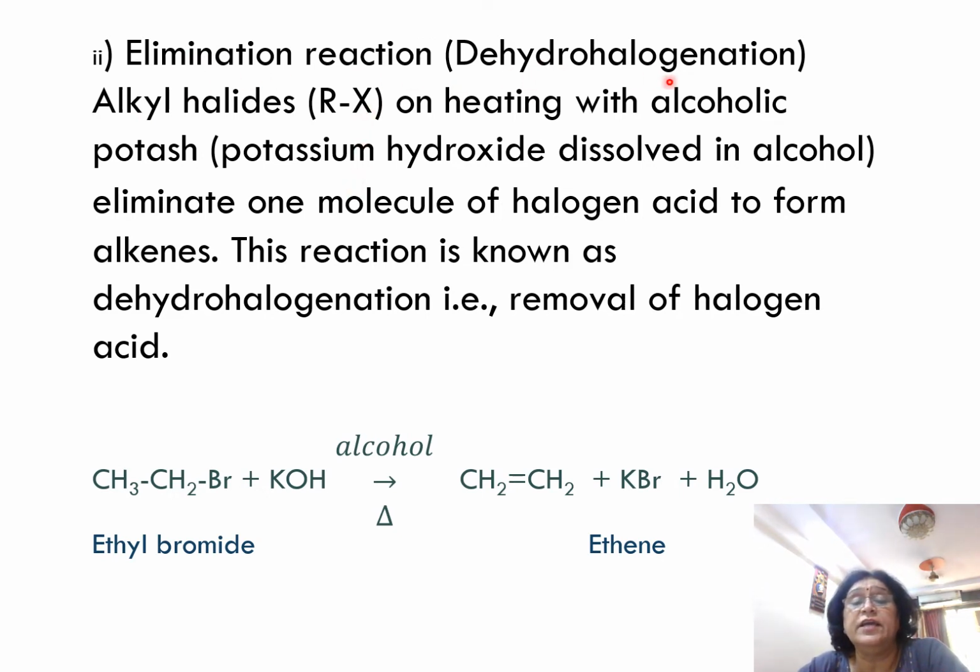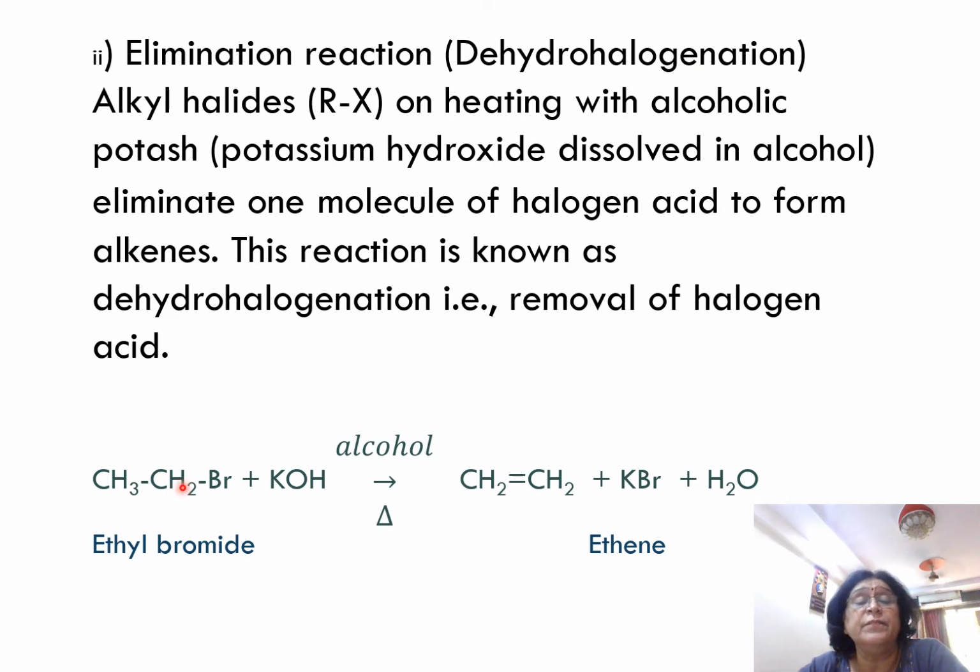So here we have dehydrohalogenation. What is the meaning of De here? Removal. Hydro means hydrogen and halogen means halogen. So when the hydrogen and halogen are removed and the alkene is formed, then the reaction is called dehydrohalogenation.